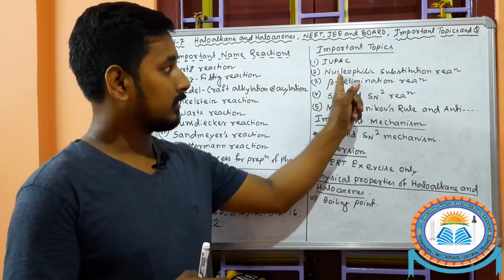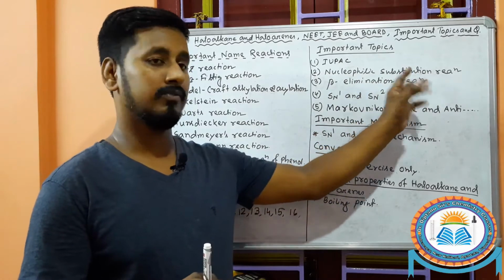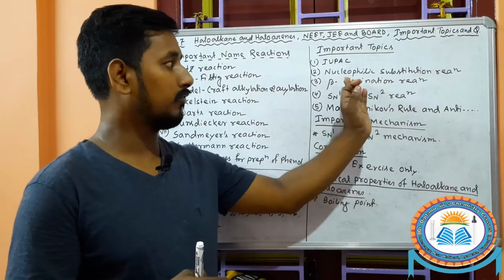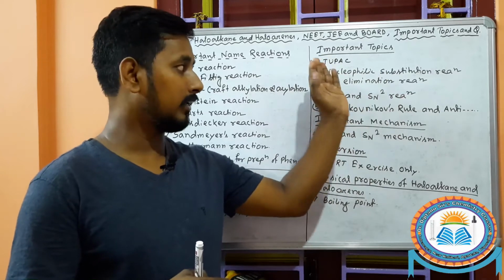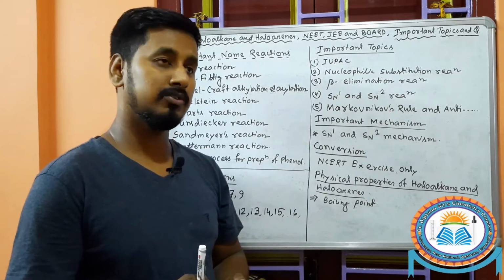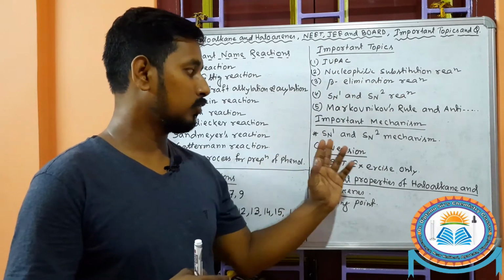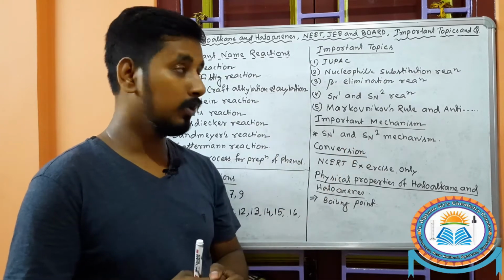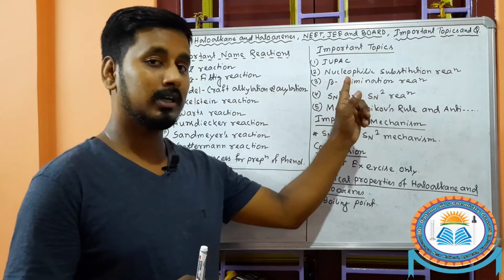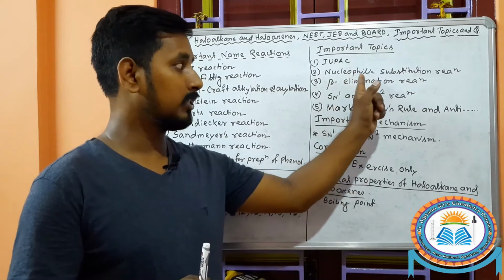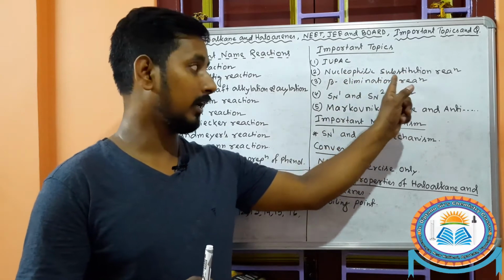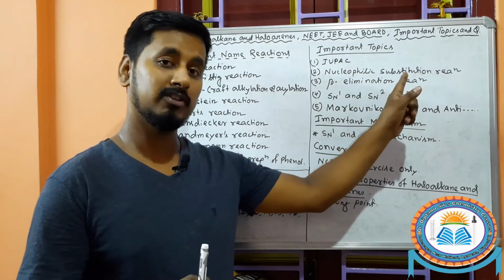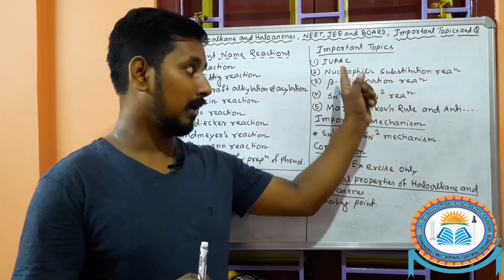After that, the nucleophilic substitution reaction, very important. In the case of nucleophilic substitution reaction, there are two types you have to follow. That is the SN1 and SN2. And you remember here the stability of the carbocation, and there is 1,2 methyl shift, 1,2 hydride shift.